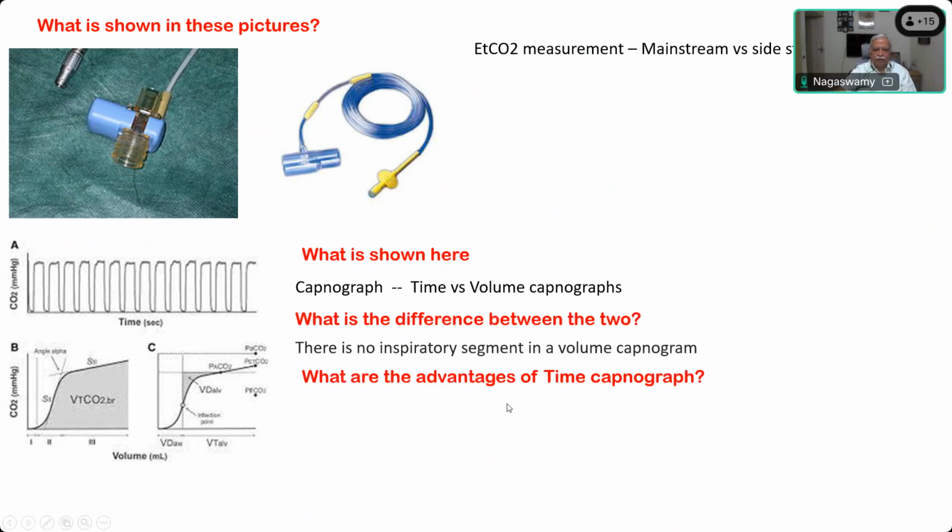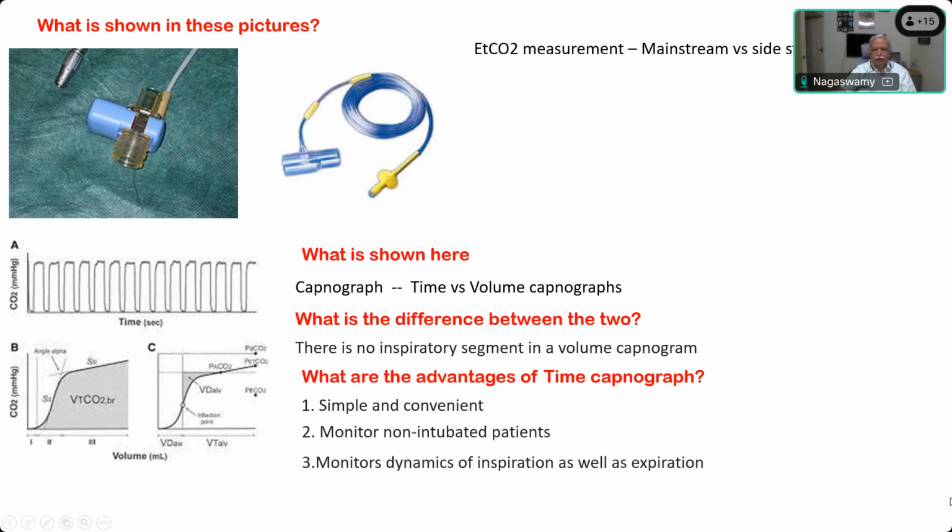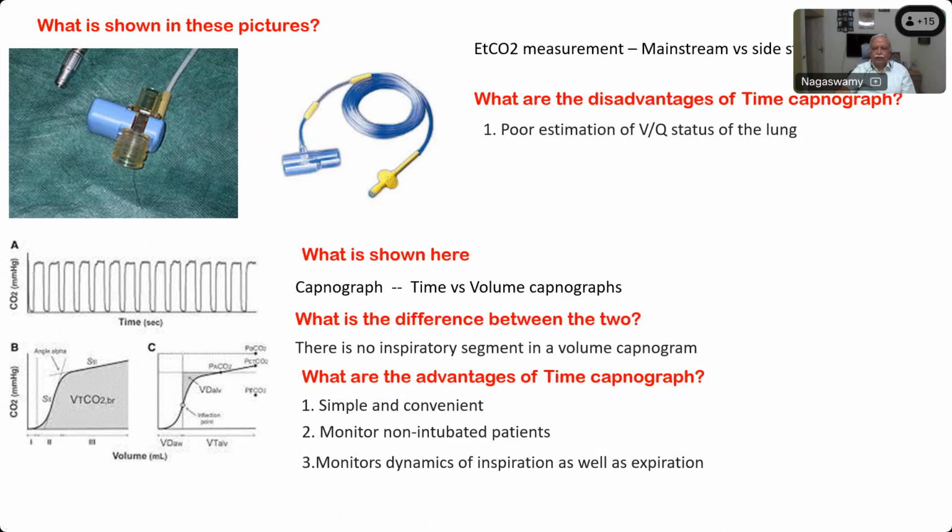What are the advantages of time capnography? This is time capnography. What are the advantages over volume capnography? Both inspiratory and expiratory segments. Simple and convenient, number one. A non-intubated patient also can be monitored, whereas volume you can do only in an intubated patient. It monitors dynamic inspiration as well as expiration. What are the disadvantages of time capnography? Poor estimation of VQ status of the lung; it cannot be used to estimate the dead space component.